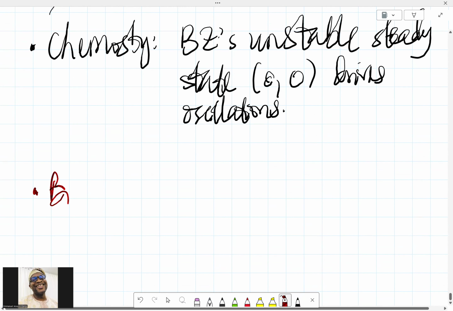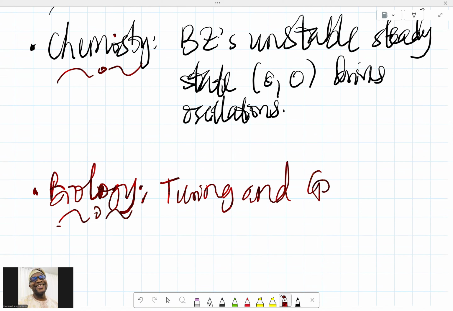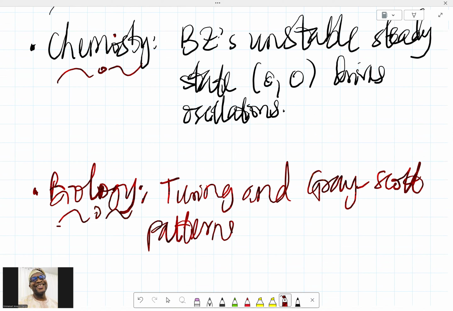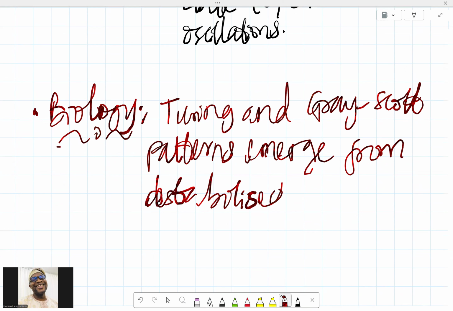Then we have biology. So for biology, Turing and Gray-Scott, patterns emerge from destabilized uniform states.